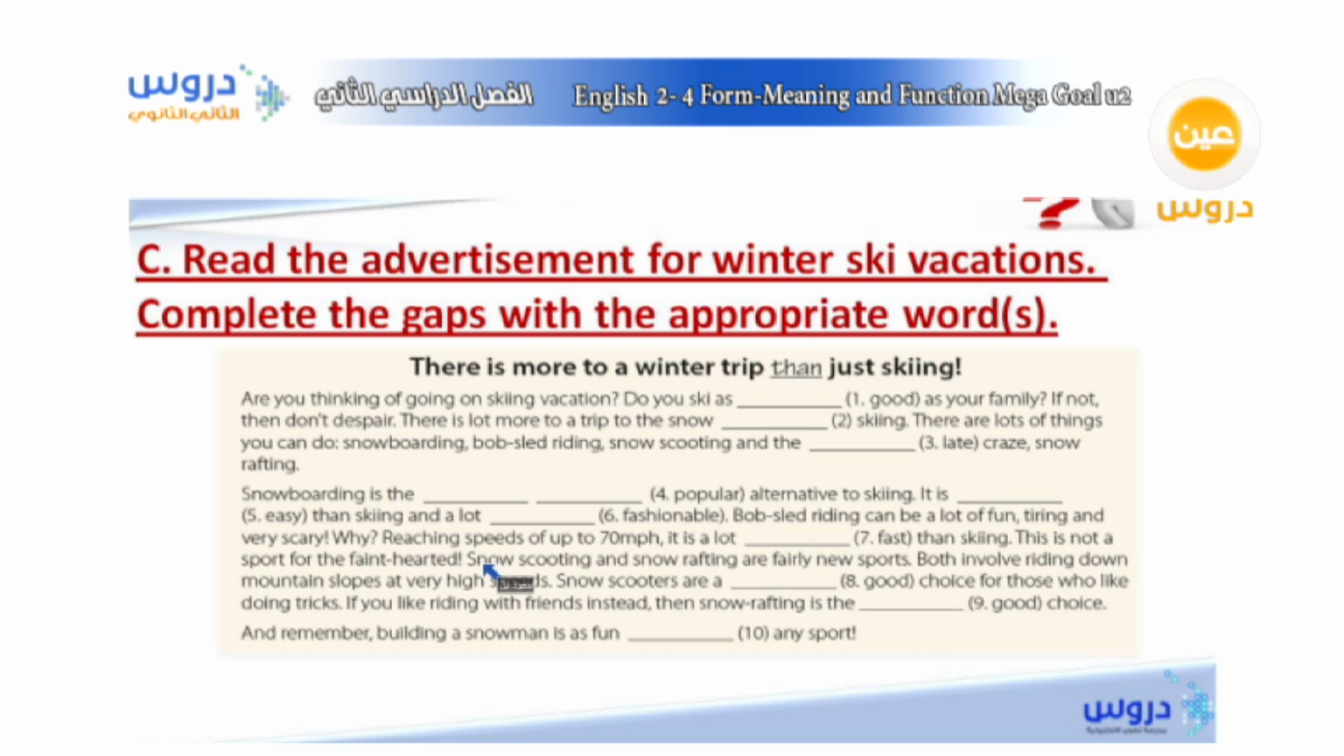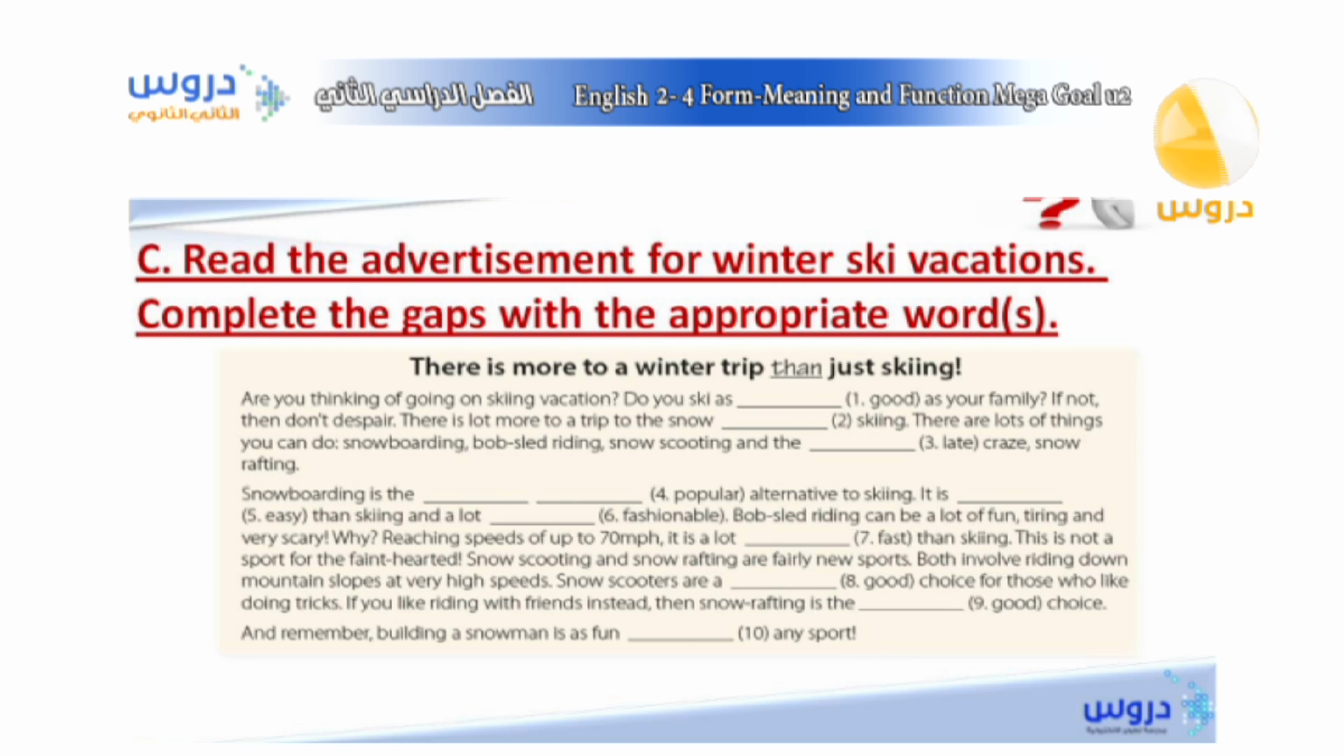Snow skating and snow rafting are fairly new sports. Both involve riding down a mountain slope at very high speeds. Snow scooters are a good choice for those who like doing tricks. If you like riding with friends instead, then snow rafting is the best choice. And remember, building a snowman is as fun as any sport.